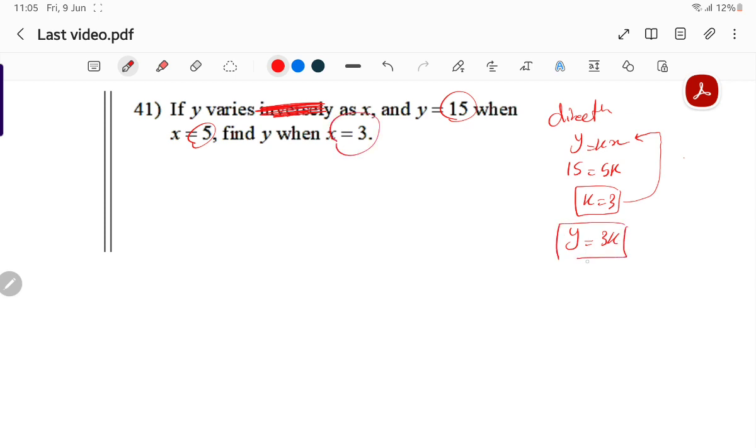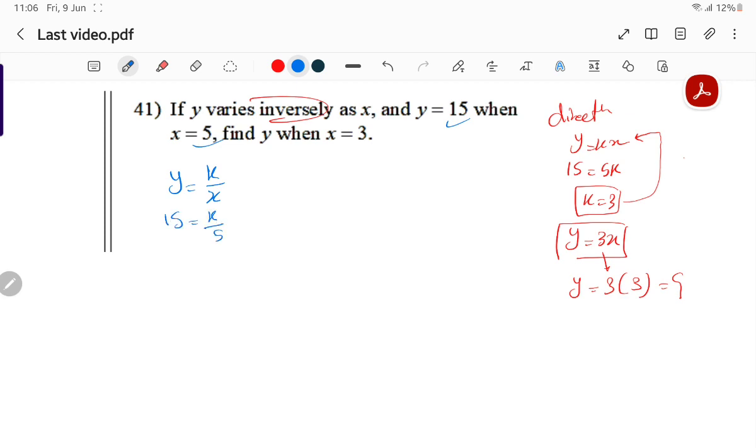When he asked about y equals 3x, because k equals 3. This 3 is k multiplied by x. In our case, it's 3 also. We multiply them to get the answer, if this is direct. If this is inverse, as you see here, you use a different formula, which is y equals k over x. Replace 15 and 5. So this is 15 when x equals 5.